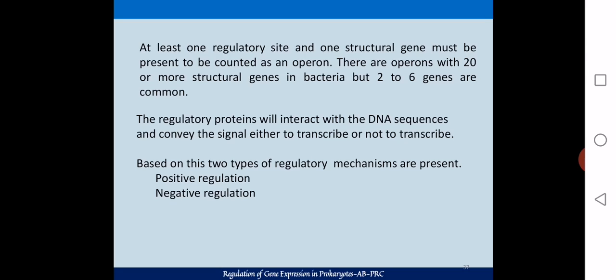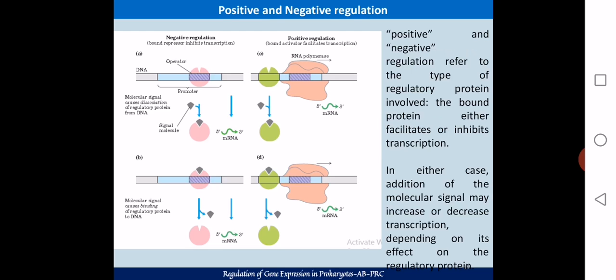Based on this concept, we have two types of regulatory mechanisms. One is positive regulation, the other one is negative regulation. So we'll see in brief what a positive regulation is and what a negative regulation is. The bound protein, that means the regulatory protein, either facilitates or inhibits transcription. Those are the two possibilities, right?